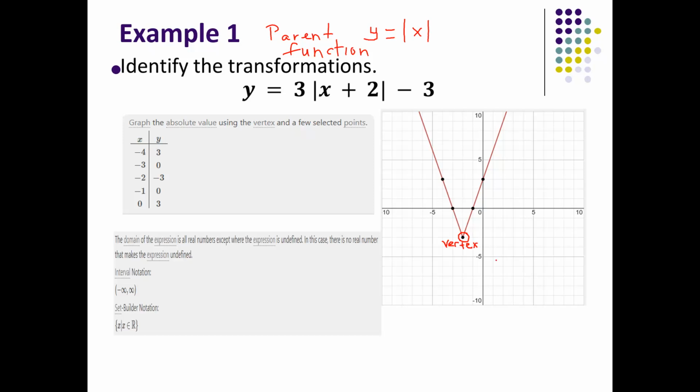Okay, so that's our vertex. Now, is there a reflection about the x-axis? No, there isn't. There's no reflection about the x-axis, but it does have a vertical stretch.